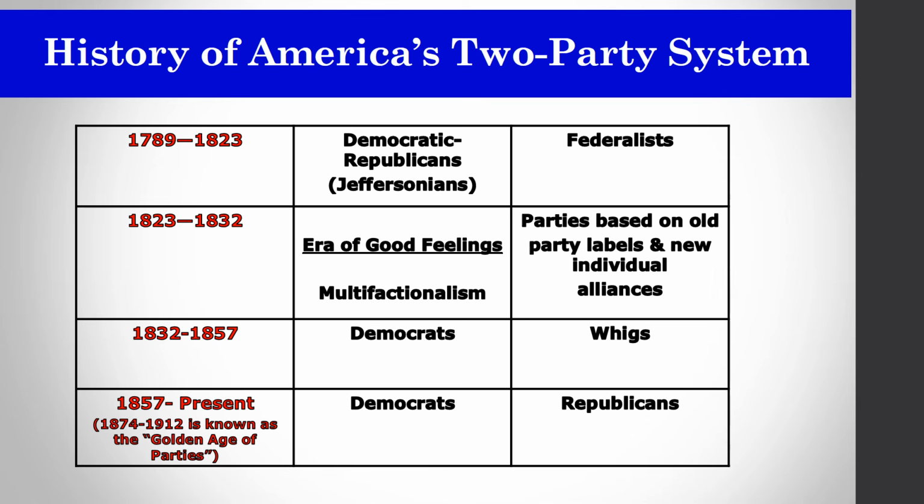Notice that ultimately by 1857, we then get the two parties that we know today, the Democrats and the Republicans, and these are the same parties in terms of name that we have today.